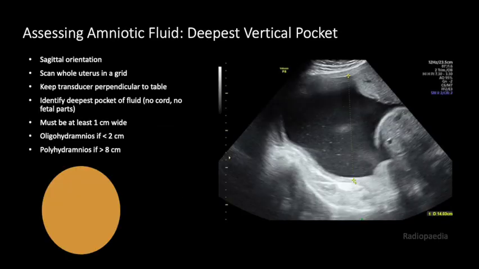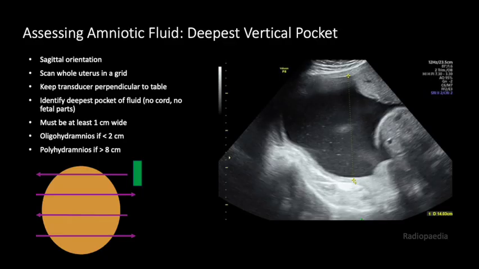Assessing the amniotic fluid with the deepest vertical pocket depends on having the probe in the sagittal orientation. Similar to when we were looking for the number of fetuses, you scan the whole uterus again in a grid from left to right and right to left, crossing back and forth over the entire pregnant abdomen. You'll identify the deepest pocket of fluid that does not contain any cord or fetal parts inside. Keep the transducer perpendicular to the table for the best assessment.